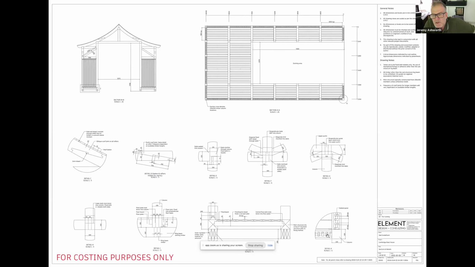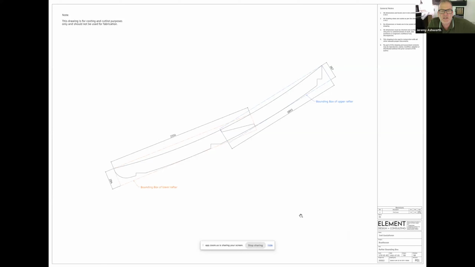These again are timber screens which are notched and tenoned, and again use no mechanical fixings. This shows the detail from Element Design of how they would split the timber rafter. Again, that's done from the point of view of minimizing the amount of timber and the amount of timber wastage.